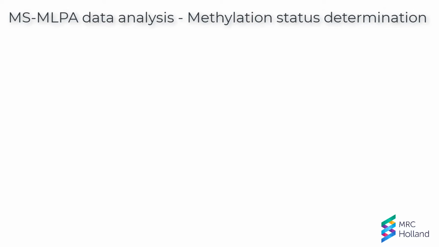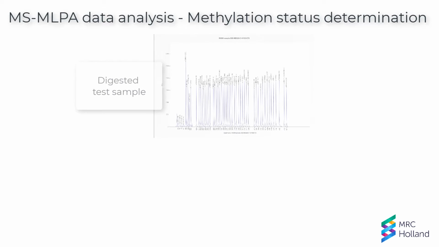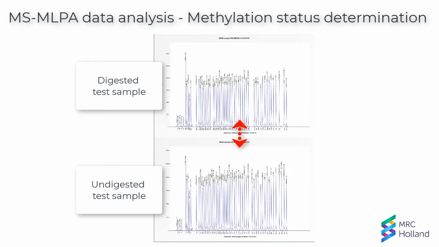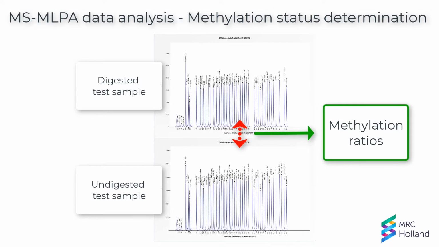In the second part, the methylation status of a sample is determined. This is done by comparing the digested reaction of a given sample to its undigested counterpart. This will give you methylation ratios. The reference samples determine which results are considered normal.